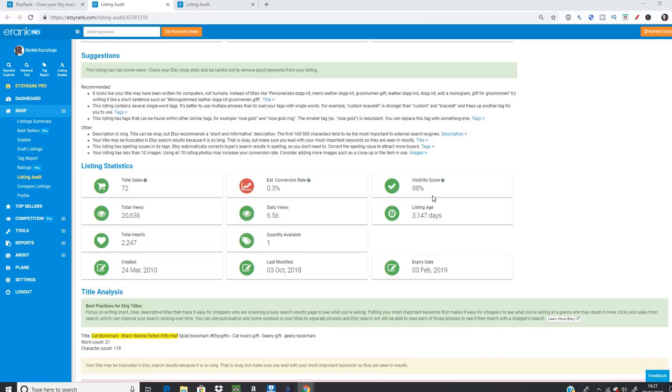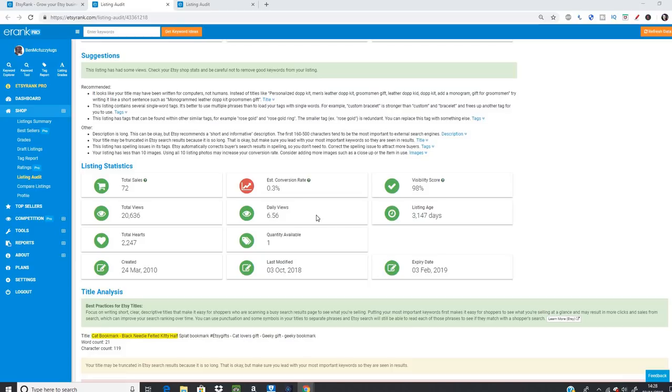Visibility score, again, this is 98%. It's higher than most listings on the site, and that is mainly because it's driving that Pinterest traffic. It's getting about 6.5 views a day. These are the numbers I'm talking about when you're comparing yourselves to other people that rank for certain keywords.